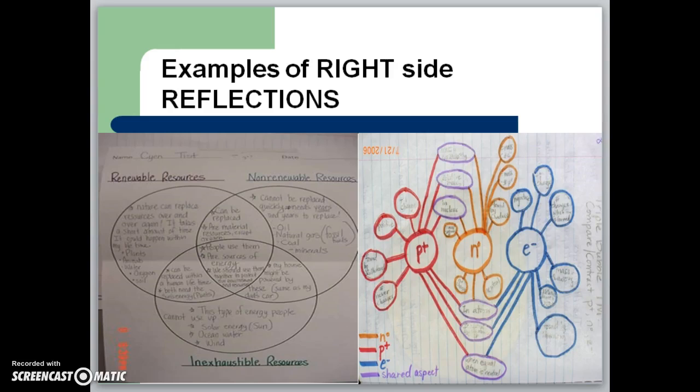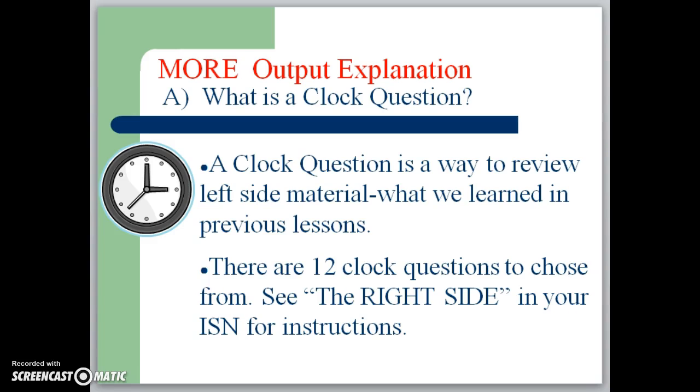So I mentioned that clock questions were a review and reflect type of item that could show up on the right side of your page. Clock questions are just reviewing material, what we learned in the previous lesson. There are 12 clock questions. If you look at your interactive science notebook handout that will glue into your notebook, it can be found on the bottom right of page 3. You can take a minute and check those out.